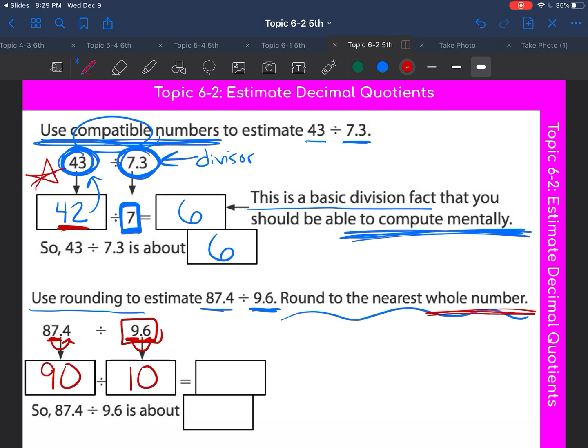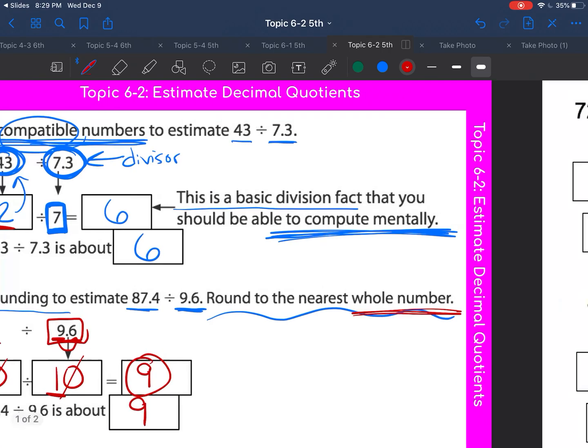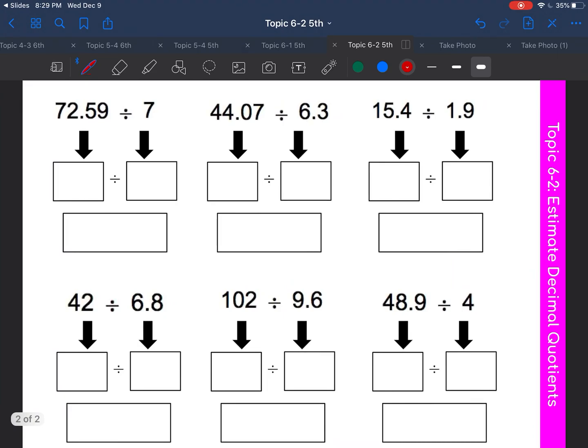It's easier to do. 90 divided by 10 or 9 divided by 1 is 9. Cancel out the zeros they have in common. No zeros to add over here, so it's just 9. So 87 4/10 divided by 9 6/10 is about 9. All right, so let's look at some examples.